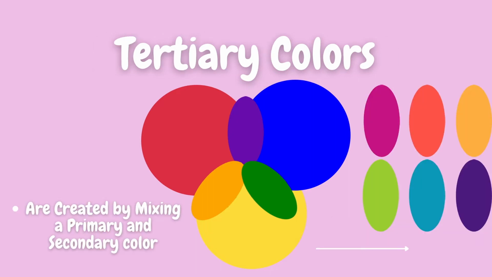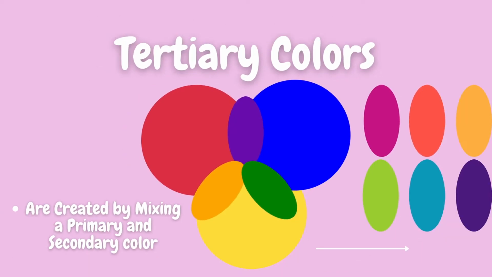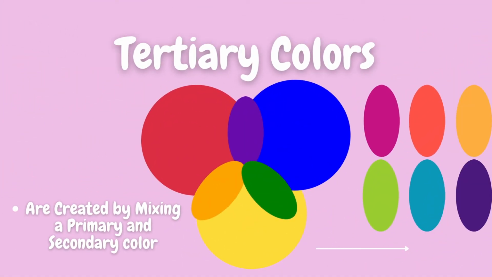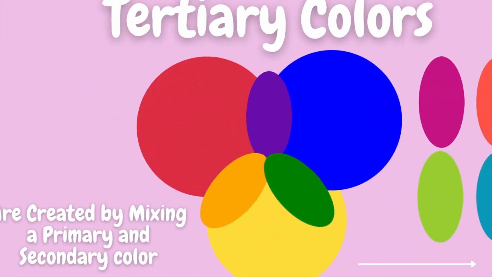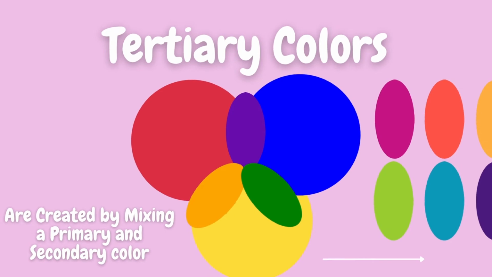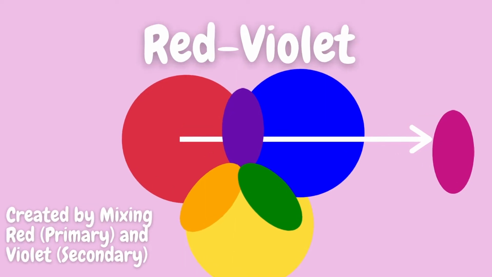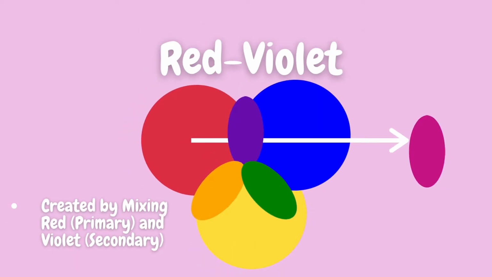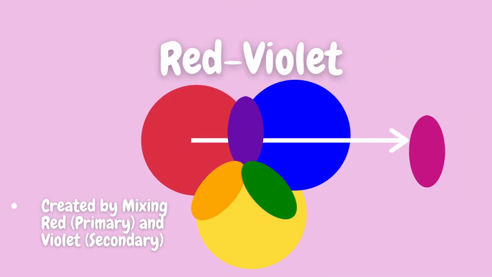After reviewing both primary and secondary colors, let's move on to tertiary colors. Rather than there being 3 tertiary colors, like primary and secondary, there are actually 6 tertiary colors. Tertiary colors are created by mixing both a primary color and a secondary color. Now that we've reviewed the meaning of tertiary colors, let's move on to our first one, red-violet. Red-violet is created by mixing red, a primary color, and violet, a secondary color.